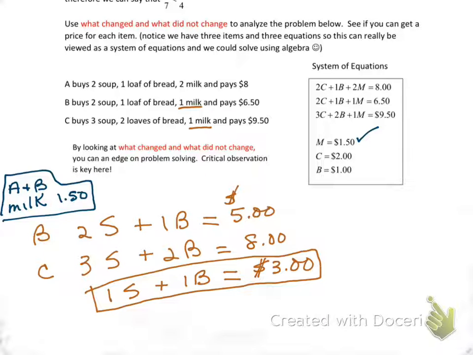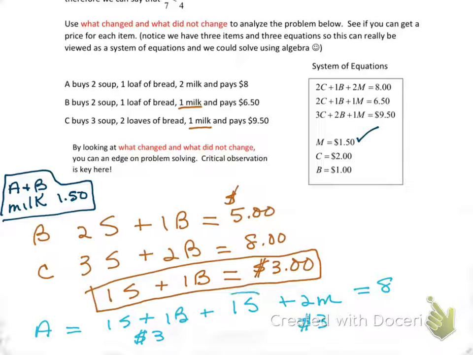So now with that information, I'm going to go back up to A. So I'm going to change again. And I'm going to say, what is A buying? Well, A is buying 2 soups, 1 loaf of bread, and 2 milks. Okay, so I know some prices here. So don't I know that 1 soup plus 1 bread is going to be $3. Then A has another soup, and he has 2 milk, but the 2 milk are also $3, and he's paying $8. So far I've taken account of 6 of his $8.